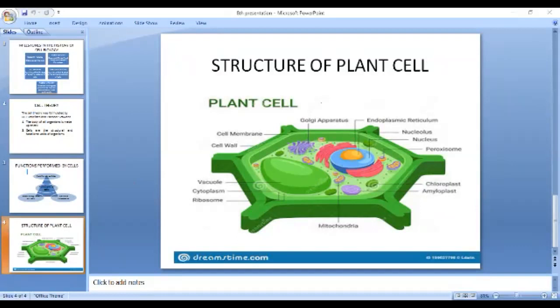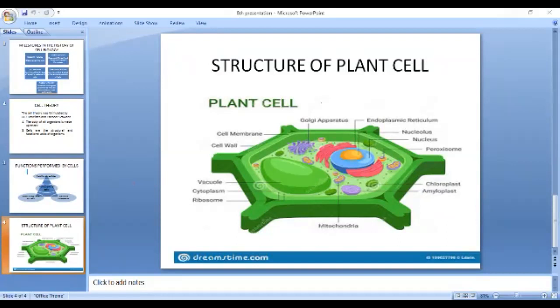There is always a question asked: which is the powerhouse of the cell? So you have to give the answer: mitochondria. Why is mitochondria known as the powerhouse of the cell? Because it helps in the production and storage of energy. Is it clear for you? So these are some of the cell organelles.